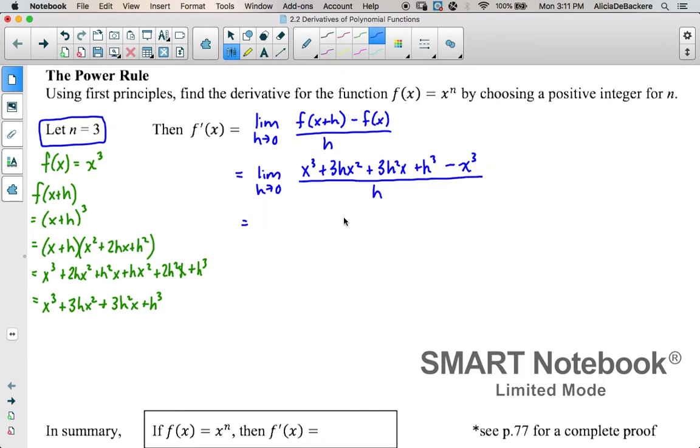And now I'm going to try to simplify this. So I've got x cubed minus x cubed, those simplify away. And again, in order to take the limit, I need to cancel out this h from the denominator. So I'm going to grab the common factor of h in the numerator. There's still some h's tagging along in there, but that's okay. What we really needed was this h to cancel.